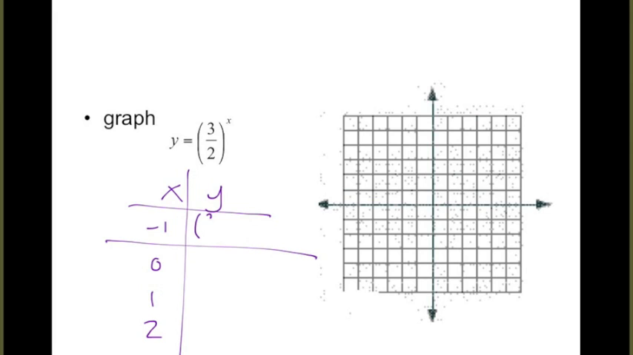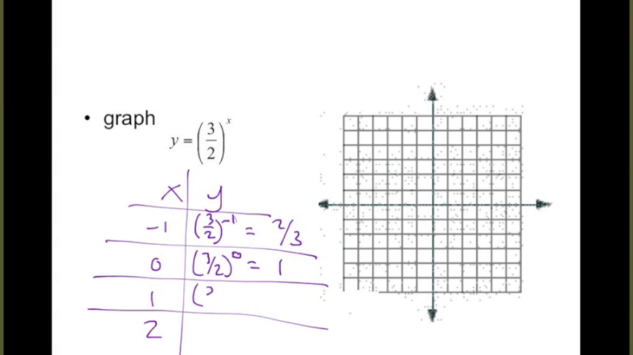So if I do 3/2 to the -1, what is that -1 going to do to it? Flip it. So I'm going to get 2/3. A negative exponent flips a fraction, makes it a reciprocal. 3/2 to the 0, 1. Anything to the 0 power is 1. There isn't a front multiplier on this one, so we just get the 1. 3/2 to the first is just 3/2, or 1.5.